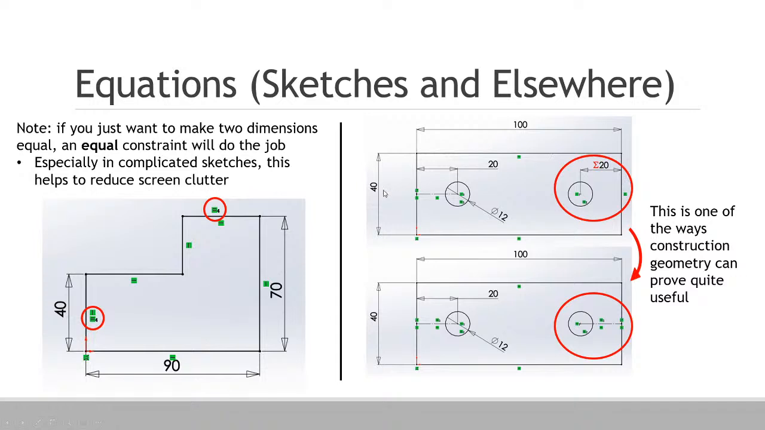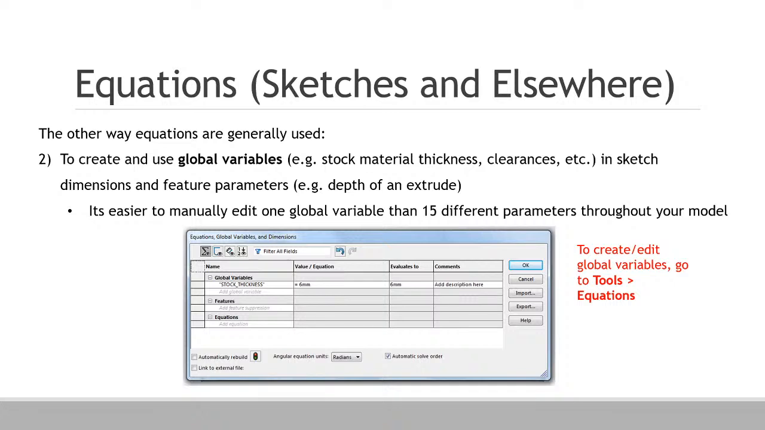But let's say you want some parameter, some feature, like if you were to extrude this part and you want the actual width or height you extrude it to be a function of some variable that is also used in a sketch. The way you do that is with a global variable. And I'm going to show you this here in just a minute.